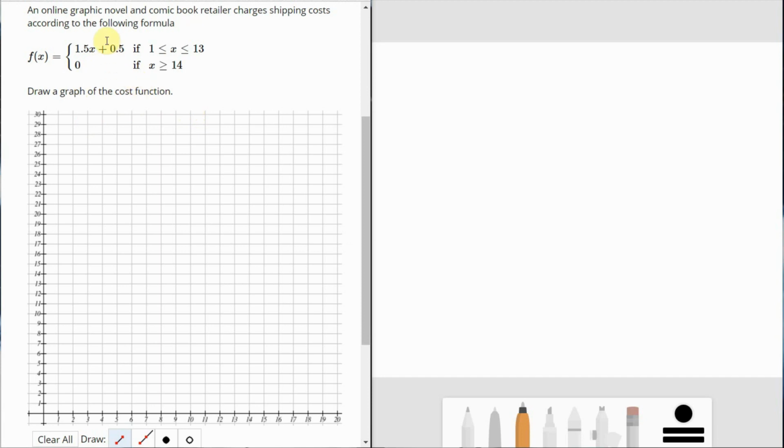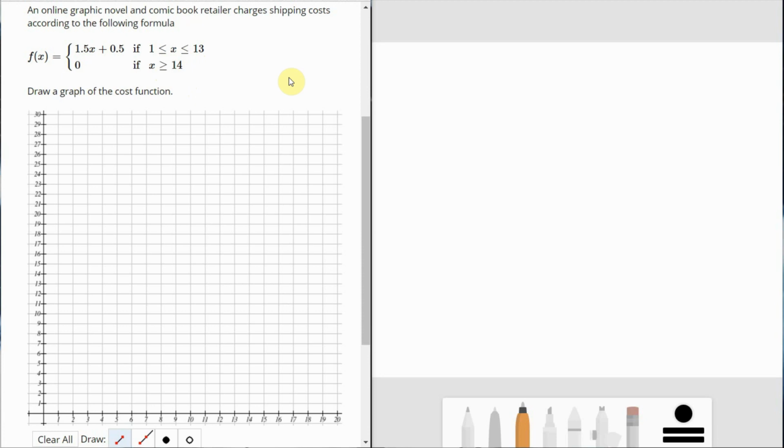My function uses 1.5x plus 0.5 if 1 is less than or equal to x is less than or equal to 13, and 0 if x is greater than or equal to 14. This means that the domain goes from 1 to 13, then skips to 14 and goes to infinity.